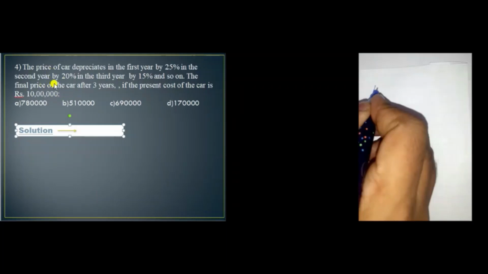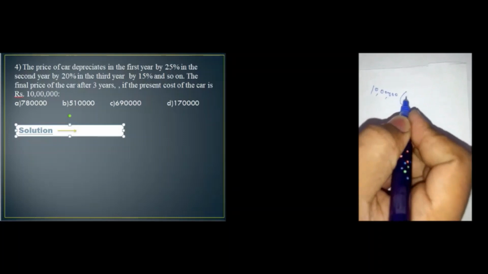So question number 4 is: the price of a car depreciates in the first year by 25%, in the second year by 20%, and in the third year by 15%, and so on. The final price of the car after the third year, if the present cost of the car is rupees 10 lakh, has been asked. If the present cost of the car is 10 lakh rupees and it depreciates by 25, 20 and 15% respectively from first to third year. Okay, so let's see the solution for this problem.